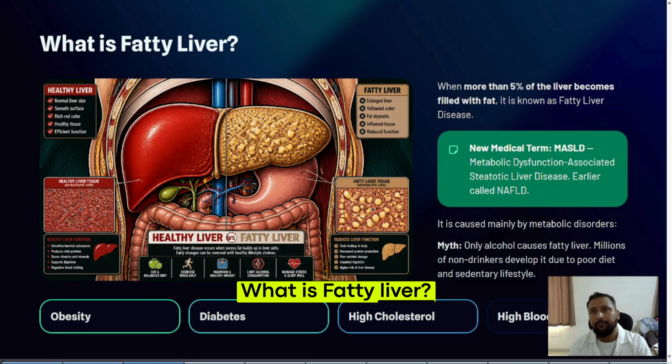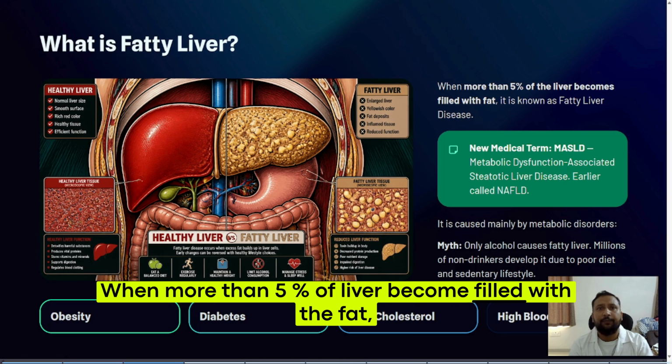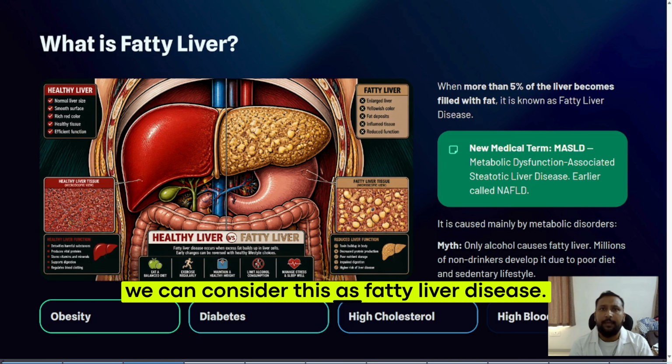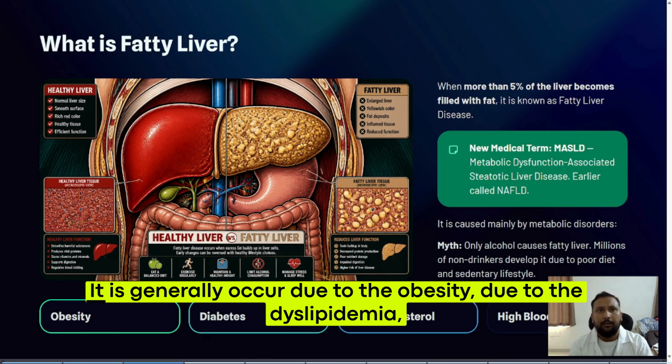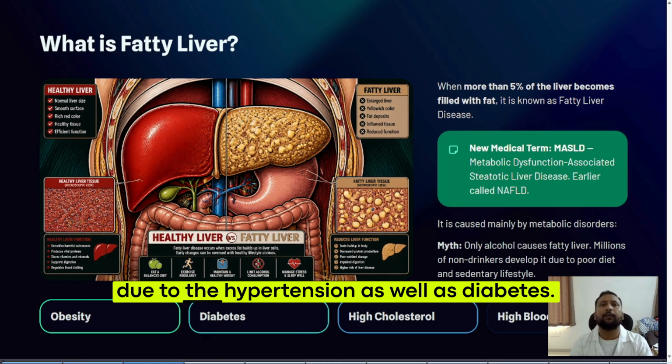What is fatty liver? When more than 5% of the liver is filled with fat, we can consider this fatty liver disease. In technical terms, we call this MASLD, metabolic associated steatotic liver disease, or metabolic dysfunction associated steatohepatitis. It is a progressive inflammatory form of fatty liver disease. It generally occurs due to obesity, dyslipidemia, hypertension as well as diabetes.